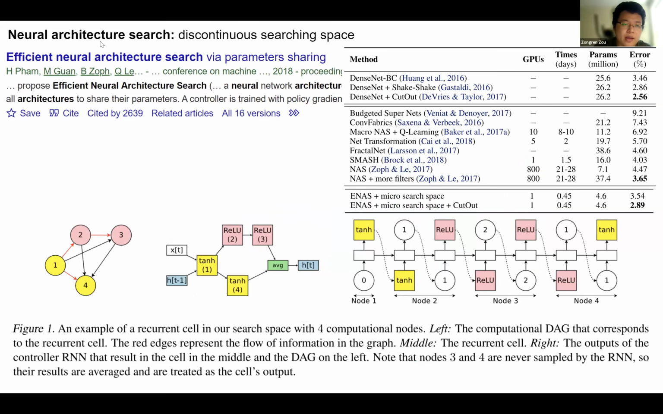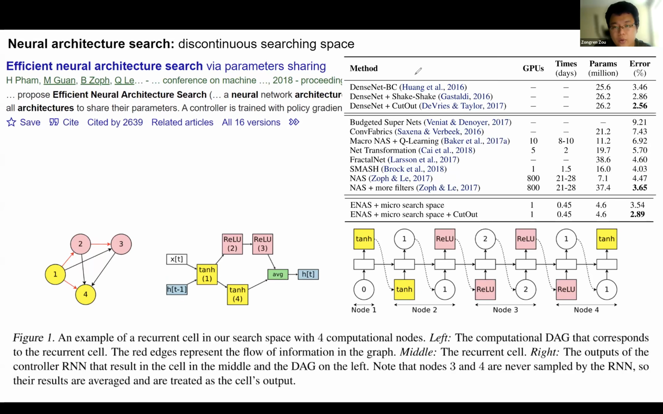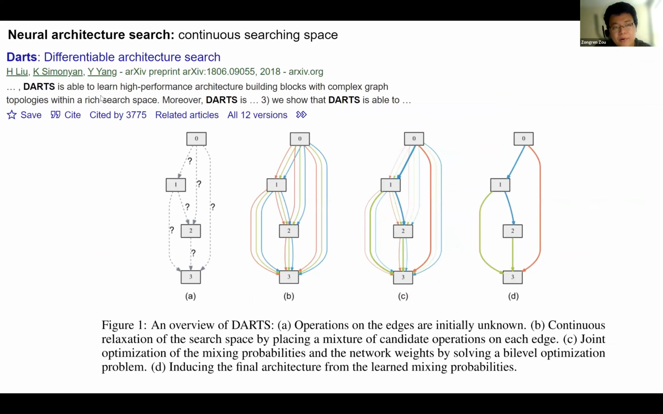And I forgot to mention that in the efficient neural network search method, the searching space is still discontinuous. The searching space is about the connection among all the nodes. So of course, a connection is either there or not there. So it's discontinuous. And this DARTS paper instead focuses on continuous searching space.